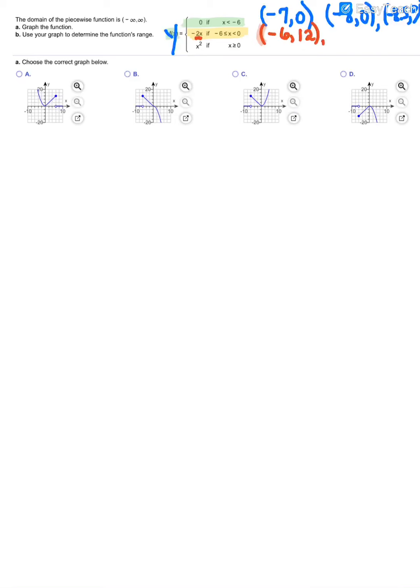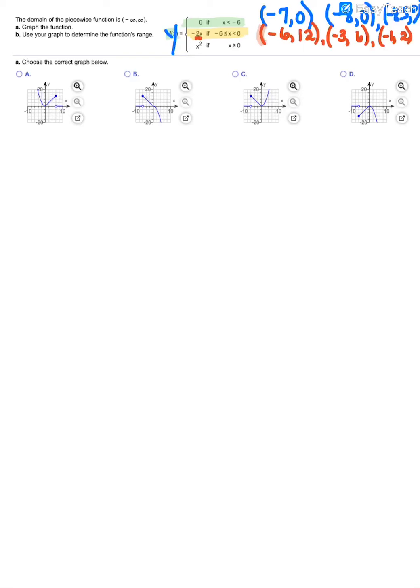Other x's that are greater than negative 6 but less than 0. So for example, we could pick negative 3, something like that. When I plug it in, negative 2 times negative 3 would give me positive 6. Something like, say, negative 1. When I plug it in, negative 1 times negative 2 would give me positive 2.